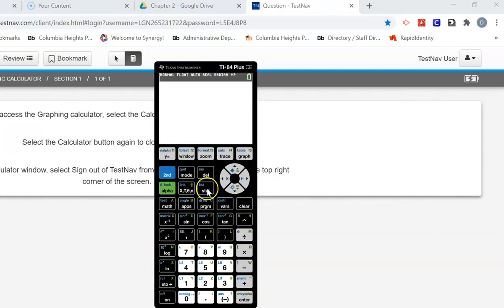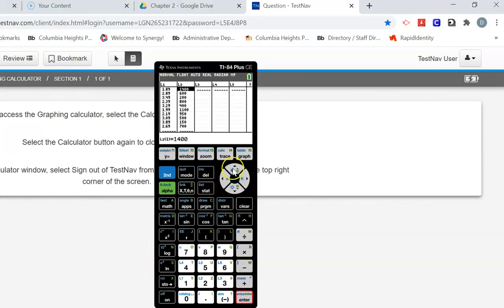Enter our information, so stat and edit. I've left information in here from the last example that I did. So if you ever need to clear your list, hitting clear a bunch of times is not going to work that well. Scroll up to where it says L2, hit clear, and then hit enter. And same thing here: scroll up and highlight where it says L1, then hit clear, and then hit enter.